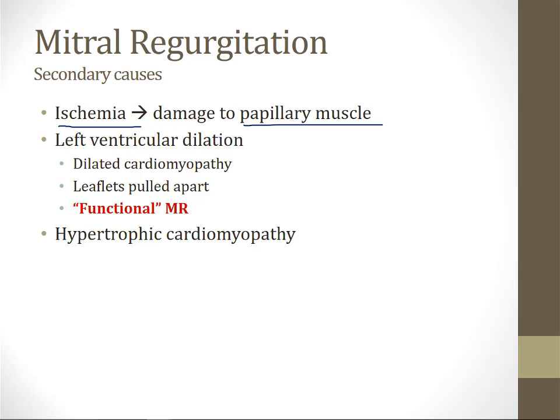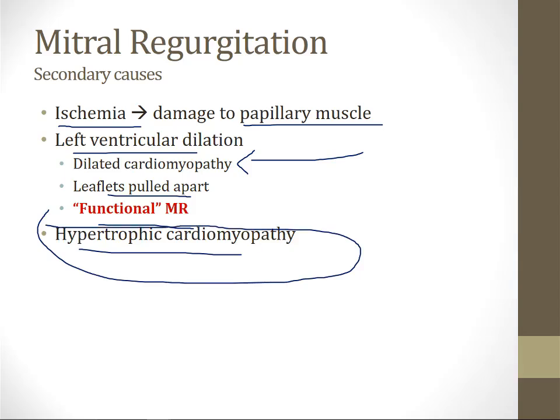In addition, many patients who develop a dilated cardiomyopathy have dilation of the left ventricular cavity. When this happens, the leaflets pull apart, and this leads to mitral regurgitation. This is often called functional MR because there's nothing wrong with the valve. It's just that it's not functioning properly because of the dilated cardiomyopathy. And then finally, patients with hypertrophic cardiomyopathy often develop mitral regurgitation, and I talk about this in the video on hypertrophic cardiomyopathy.